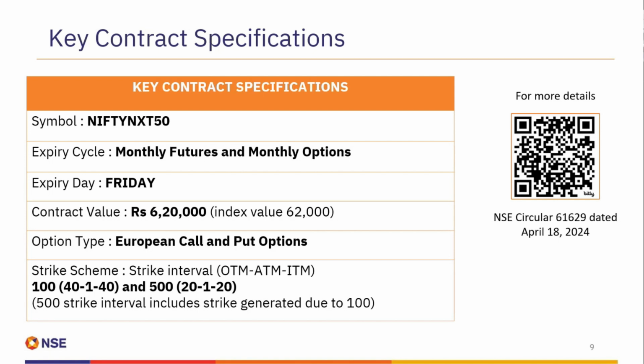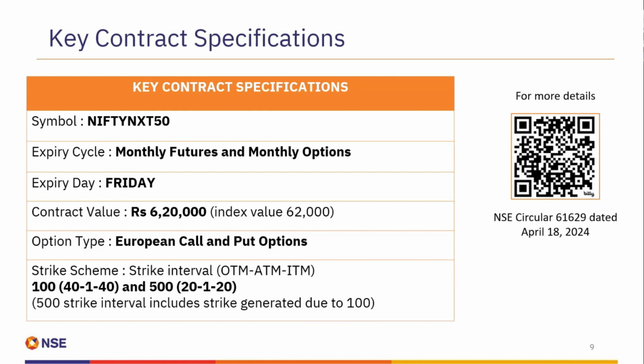As you can see, the lot size is quite low. At the time of introduction, the contract value was somewhere around 6.2 lakhs. I'm assuming that the index value is around 62 to 63,000 in that range, and the contract value would hover around 6.2, 6.3 lakhs. As with all other indices, the option type is European call and European put options. Here, one interesting thing is the strike scheme.